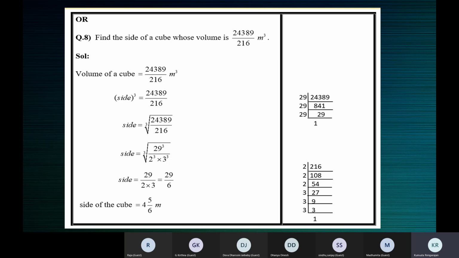Now, supposing a cube has a volume of 8 meter cube. Children, how will you get its side? The length, breadth, height all have the same value because it's a cube. In a cube, length is equal to the breadth is equal to the height. If the volume of a cube is 8 meter cubed, then the length must be 2, the breadth must be 2, the height must be 2, because 2 meters into 2 meters into 2 meters is 8 meter cubed.